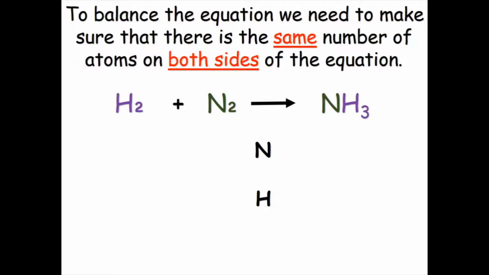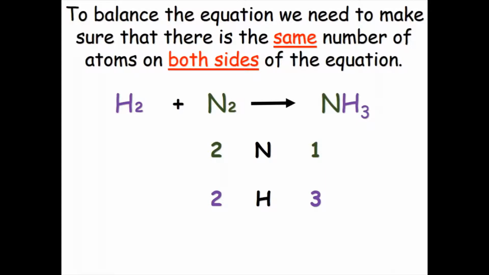Now we are going to count how many atoms we have on each side of the equation. For nitrogen we have 2 nitrogen atoms on the left side for the reactants, and we have 1 nitrogen atom on the right side for the product. For hydrogen we have 2 hydrogen atoms on the left side with the reactants, and we have 3 hydrogen atoms in the product.